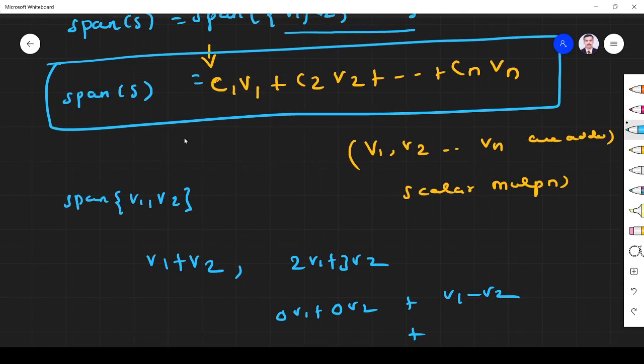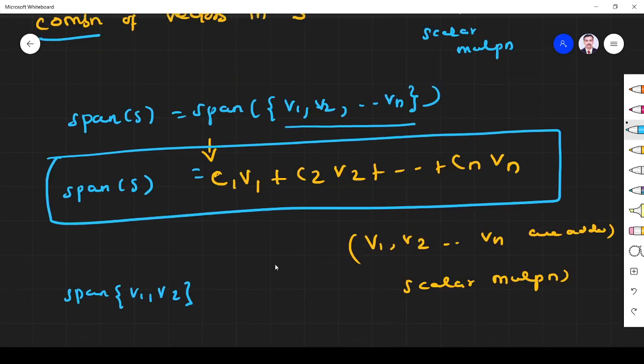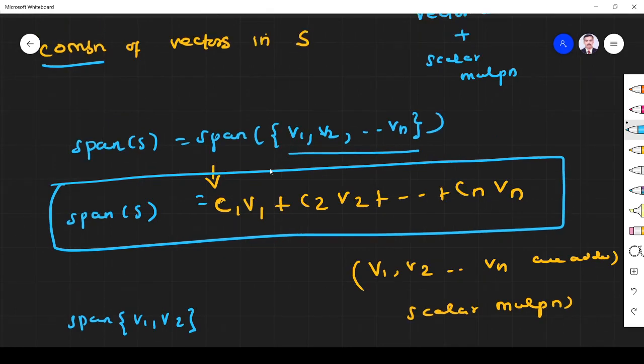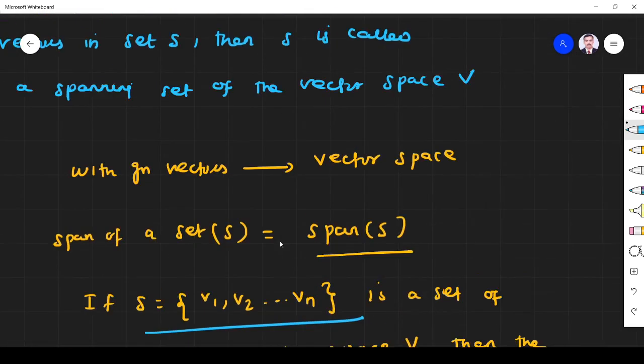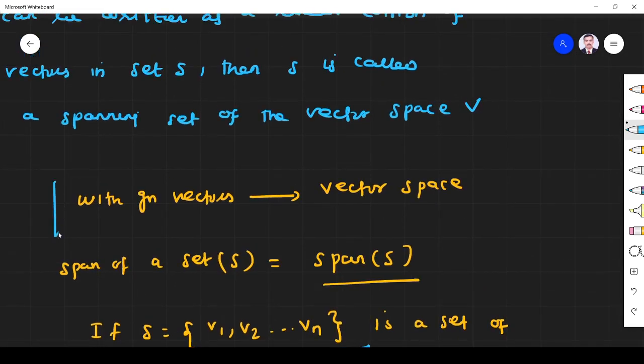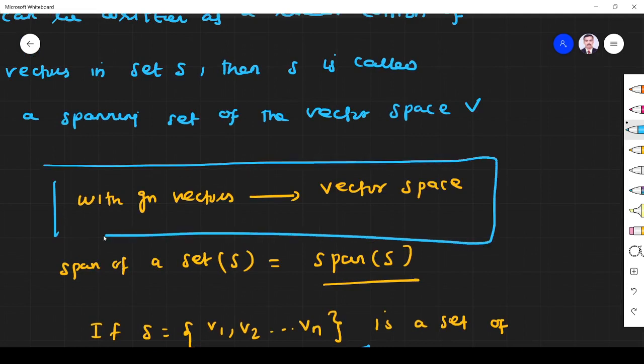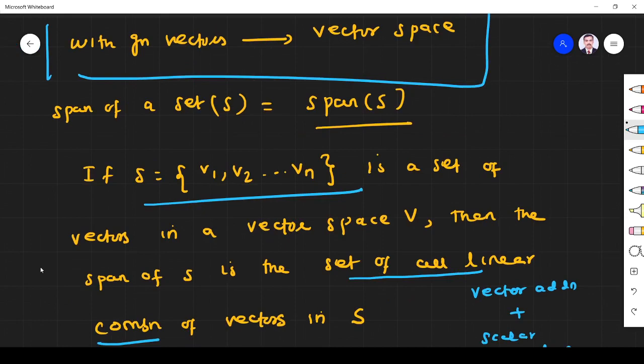That means if you find all the values and get the total combination, that is called span. That's what I told. With the given set, how do you form a larger space? That is what span means, right? So you see, why should I study the span?